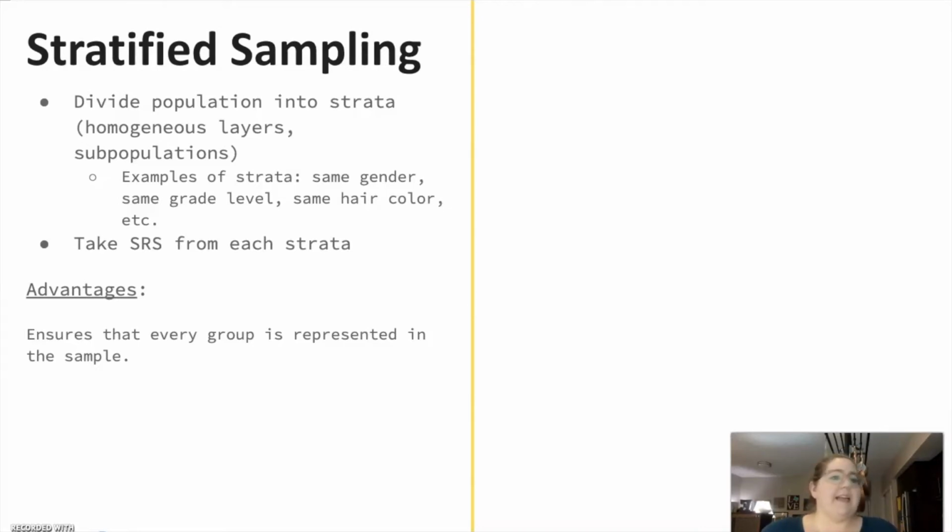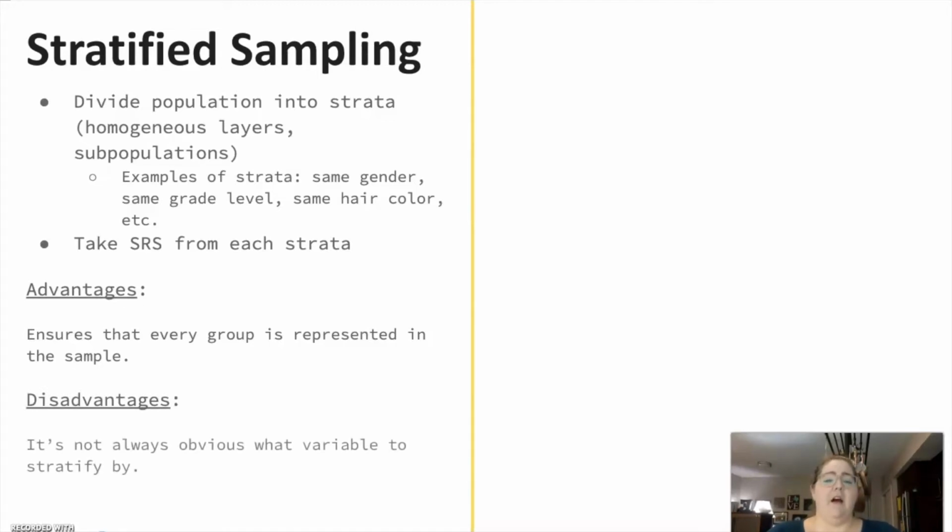So if we feel like 9th graders are going to feel differently about something than 12th graders, then we would want to take a stratified sample so that we guarantee we have some of each grade level in our sample. A simple random sample does not guarantee that. I could very easily pick a simple random sample with all 9th graders in it because every possible combination of people has the same chance of being in our sample.